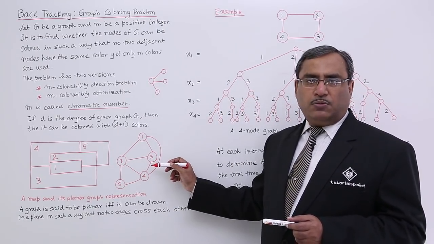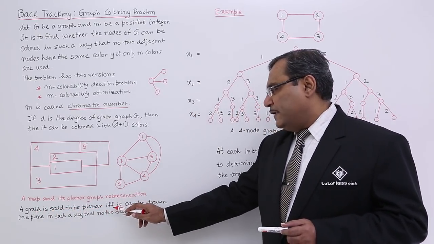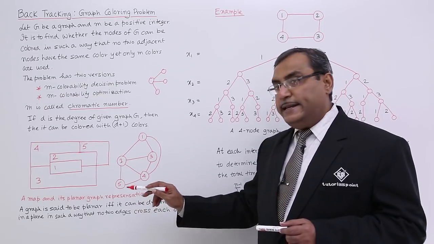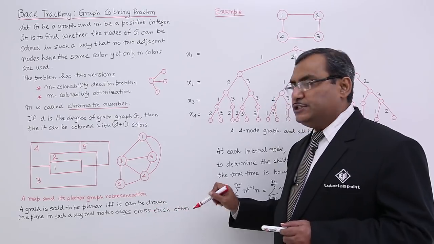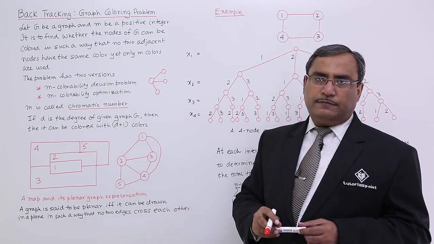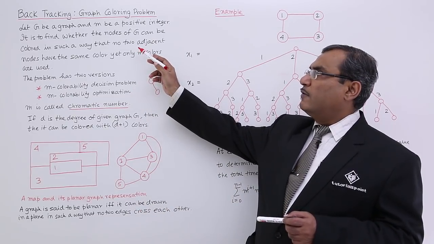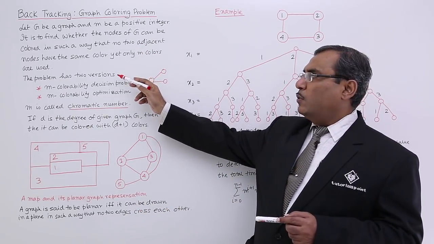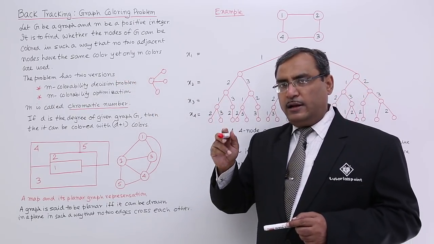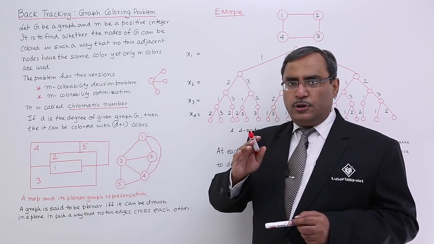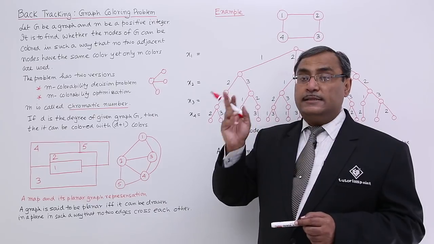Question might be asked, what is a planar graph? A graph is said to be planar if and only if it can be drawn in a plane in such a way that no two edges cross each other. So, that is known as a planar graph. So, now here what we have learned is what a graph coloring problem is, and then what the two versions are. One is the decision problem, which will tell whether for a given graph, M being given also, we can do the graph coloring with M number of colors. That is, the answer will be yes or no.